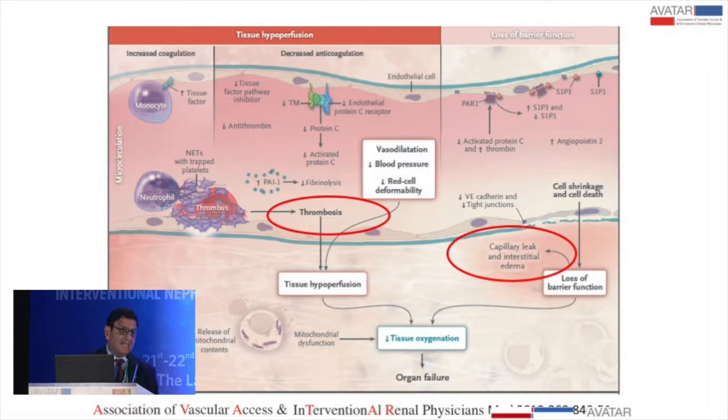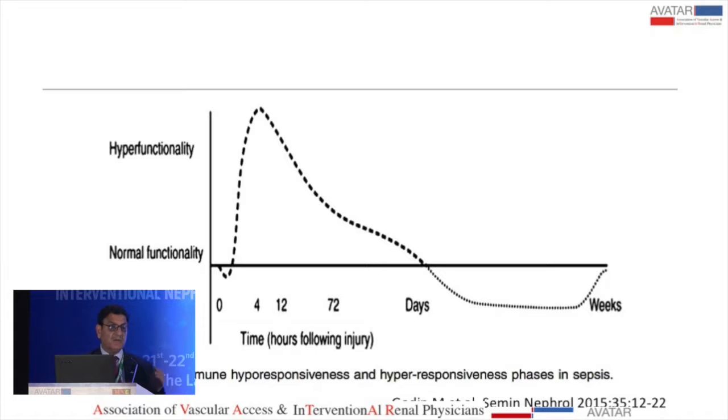And at the same time, there is an anti-inflammatory pathway. That is what you call immune paralysis. Because following sepsis, the immune system is just lying quiet, and this is what you call immune paralysis. That is why patients with sepsis are much more prone to develop infections. And ischemia is gradually occurring because there is thrombosis and capillary leak, which both add to decreased tissue perfusion and oxygenation.